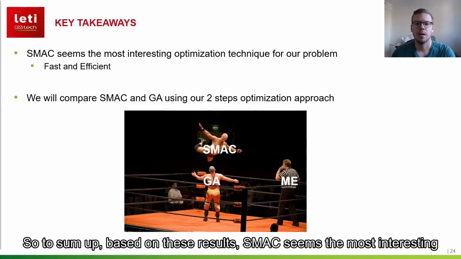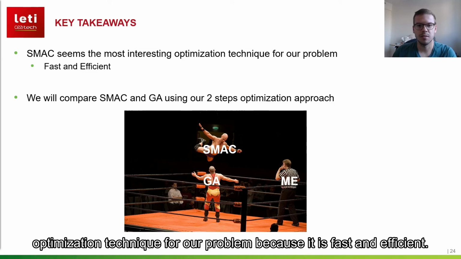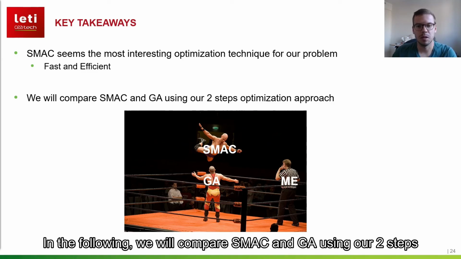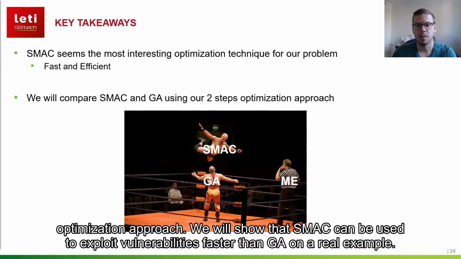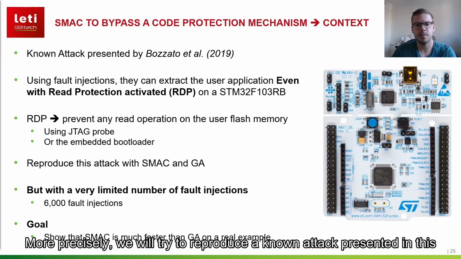So to sum up, based on this result, SMAC seems the most interesting optimization technique for our problem because it is fast and efficient. In the following, we will compare SMAC and GA using our two-step optimization approach. We will show that SMAC can be used to exploit vulnerabilities faster than with genetic algorithm on the real example. More precisely, we'll try to reproduce a known attack presented in this paper.